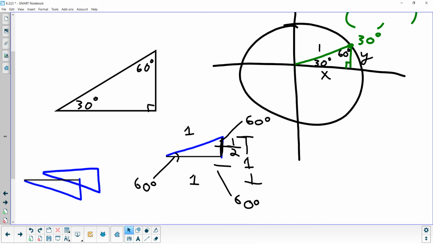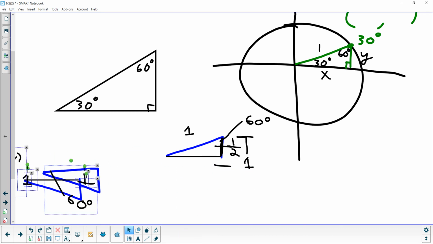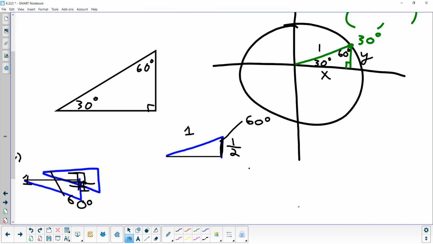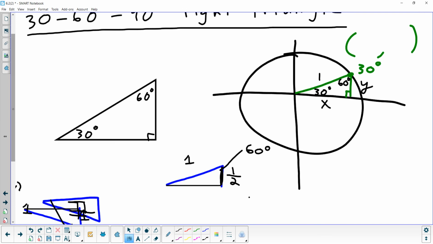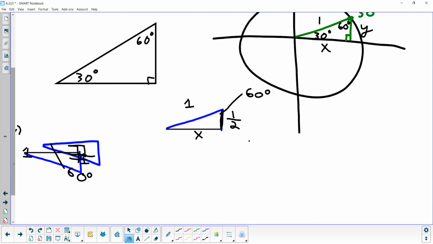I can move all this other stuff away and just look at what I have left. So now all I have to do is find the length of the bottom side. What part of the coordinate do I already know? The y. So the y is a half. Now we solve for x. And how can I find x? Now we can just do the Pythagorean Theorem because we won't have two variables. Okay.